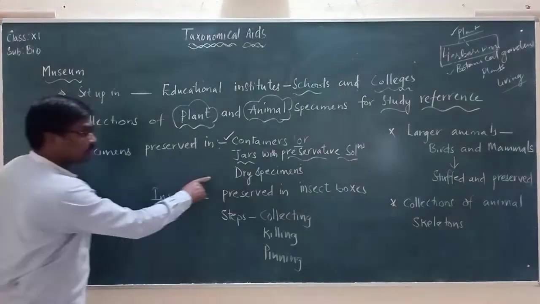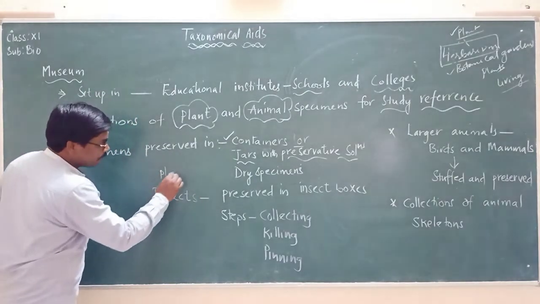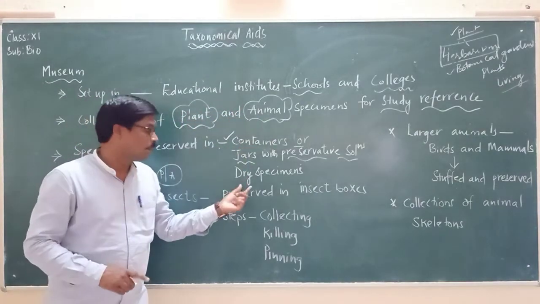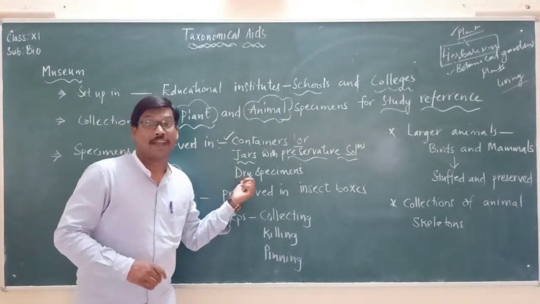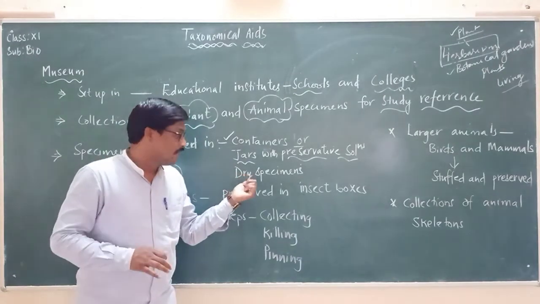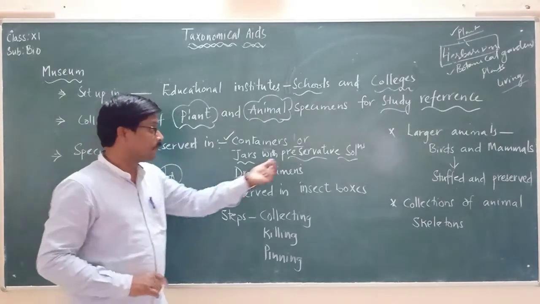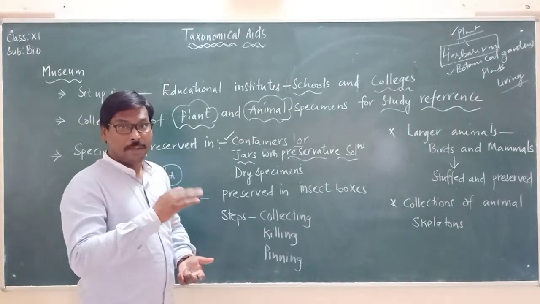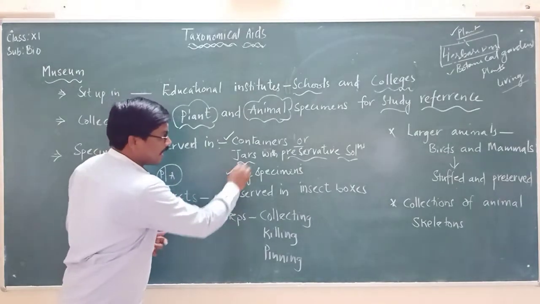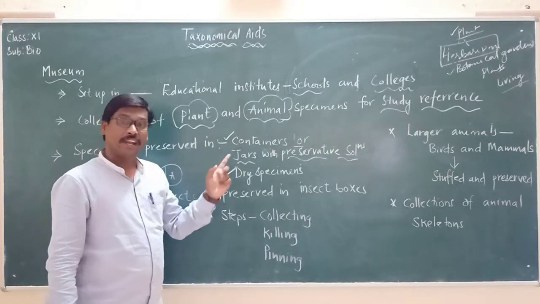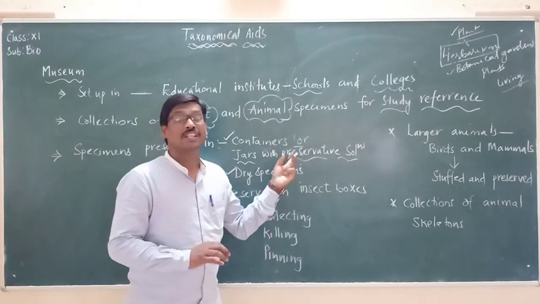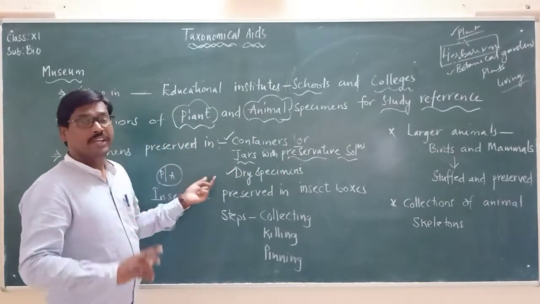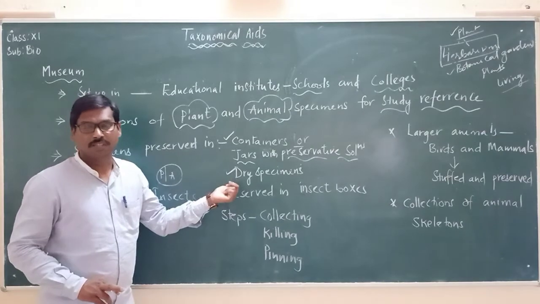And now here we have to remember that plant and animal specimens are also preserved in the form of dry specimens. Please remember, they are not only placed in the preservative solutions in jars and containers, but they are also stored in what form? Dry specimens.